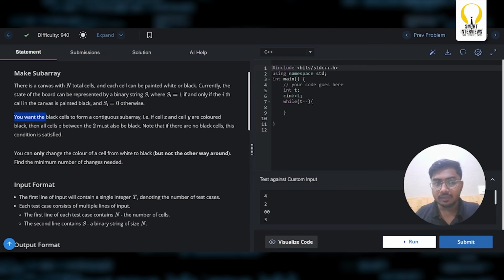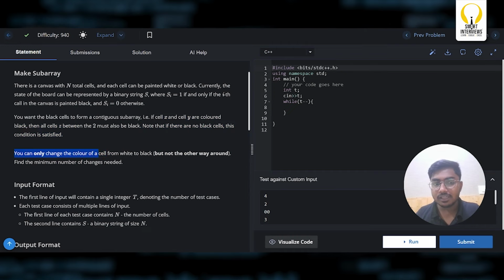You want the black cells to form a contiguous subarray. Whatever the cells with the black color are, we want to form a contiguous subarray. If cell X and cell Y are colored black, then all the cells Z between them must also be black. That means if I want cell X and cell Y to be black, then all the cells in between them, whether white or black, have to be black. Note that if there are no black cells, this condition is already satisfied.